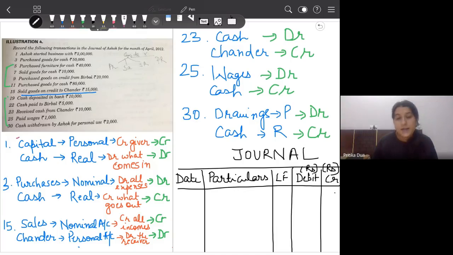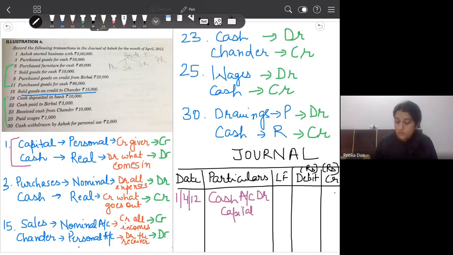हमेशा क्या करते हैं? डेबिट अकाउंट ऊपर लिखते हैं, क्रेडिट अकाउंट उसके बाद लिखते हैं. So this entry is being made on 1st April 2012. First I write the account that is debited. Then I write the account that is credited. Okay. So when I write the account that is credited, उससे पहले मैं to लिखती हूँ. So cash account debit to capital account.